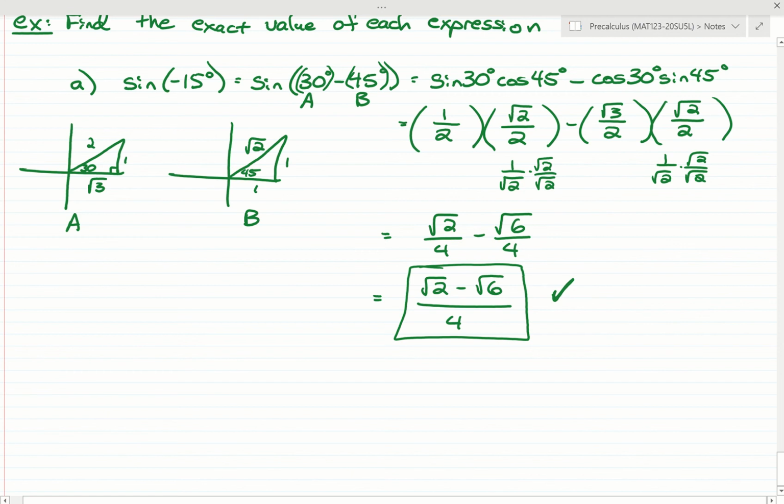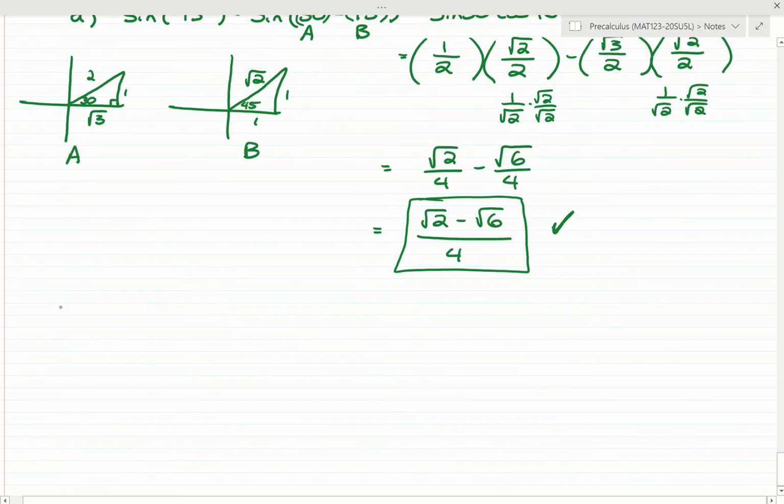Okay, let's try 3 more. Let's try one with radians. How about the cosine of pi over 12?